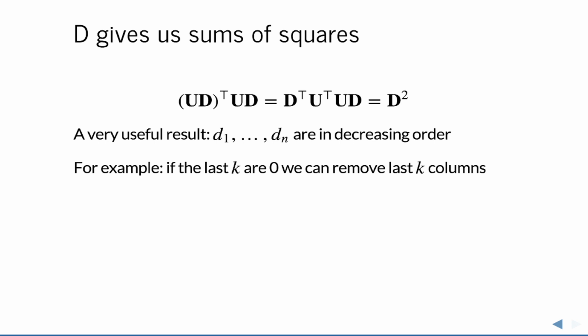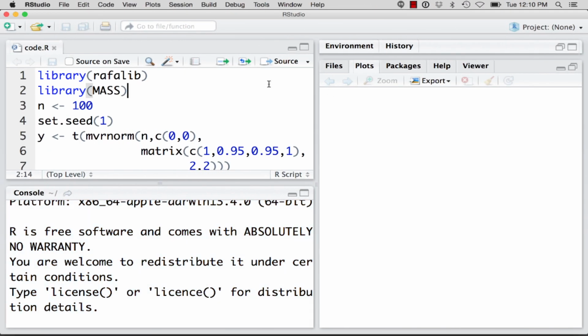Just so you can start seeing how this is useful, if the last k entries of D are 0, that means that we can take out k columns from U and V, and then recover the Y after removing those dimensions. So we're reducing dimensions, and we recover the data. We're going to see that using our code. We're going to apply this to actual data. So let's try that out.